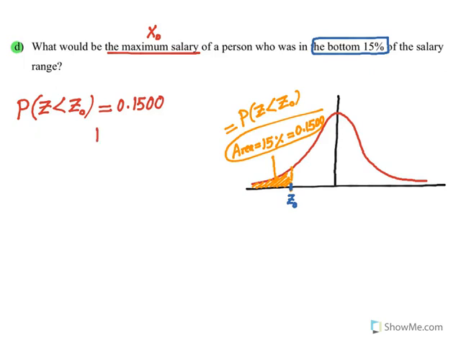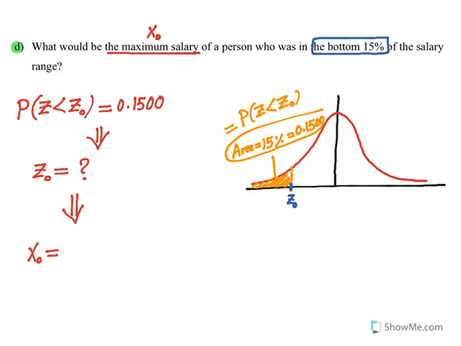0.1500. So if we have the area, how do we find the Z score? We know how to do it. We did it in part 2 of this, using the Z table. But I'm going to do it again for you. And then once you find the Z score, look at what you'll do. Then you will find X0.